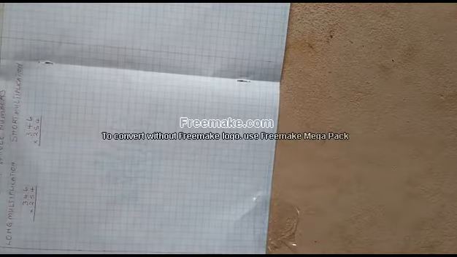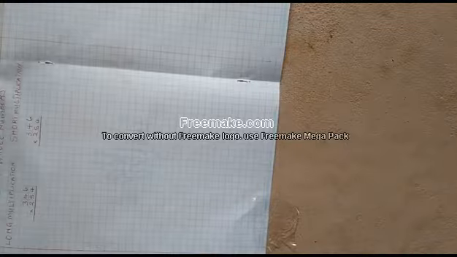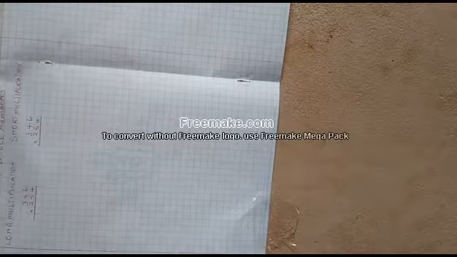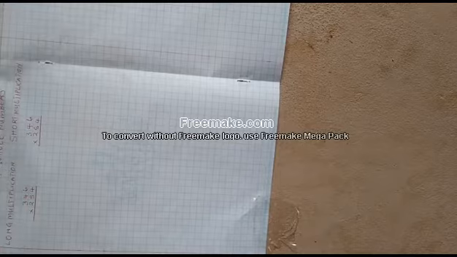Multiplying whole numbers. There are two methods of multiplying whole numbers: long multiplication and short multiplication. I'm going to do both methods. I will start with long multiplication.